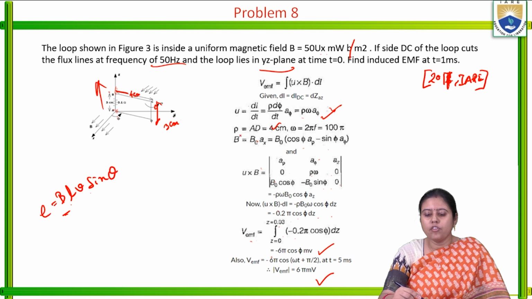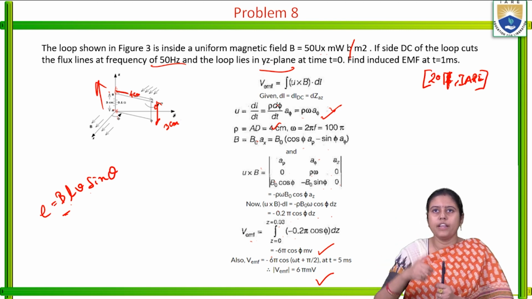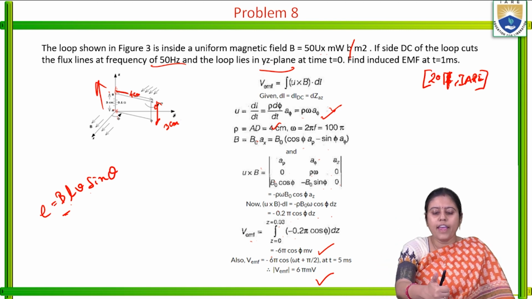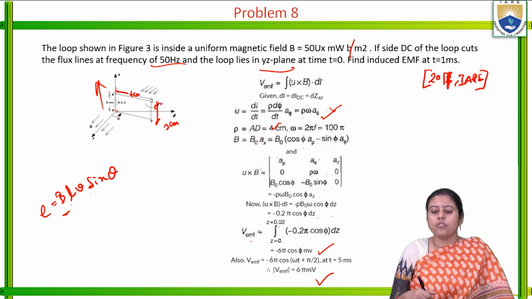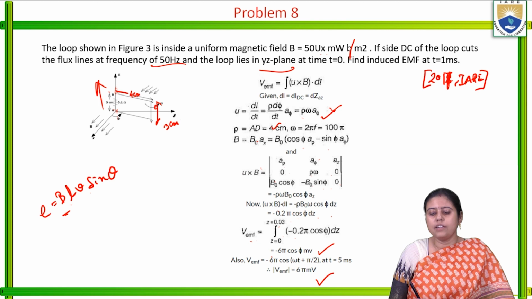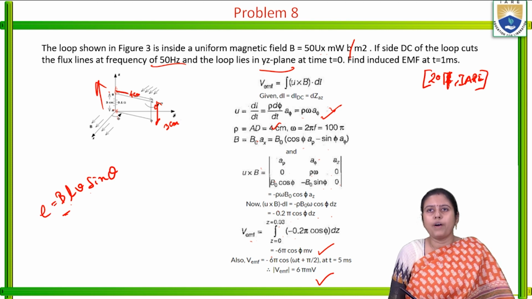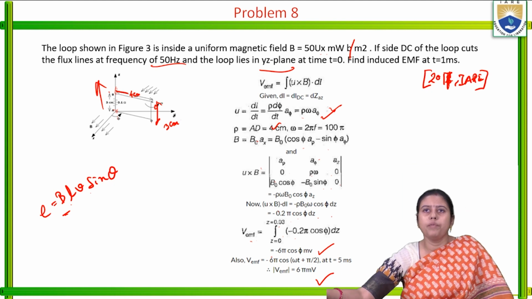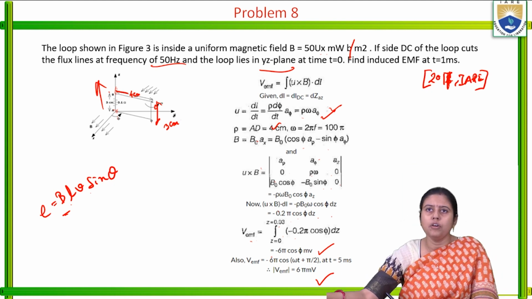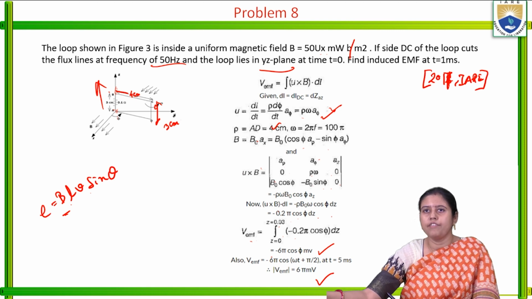What is the value of rho? Because this is the rho radius, rho is equal to AD, or we can write BC also. So AD is equal to 4 centimeter, omega is equal to 2 pi f, which is 100 pi. What is B? B is equal to B naught into A, X is equal to B naught cos phi A rho minus sin phi A phi.